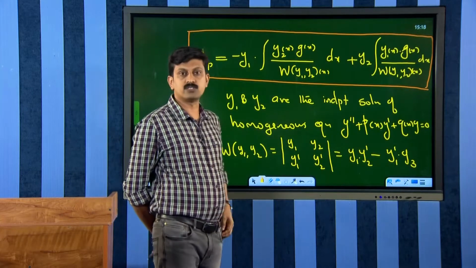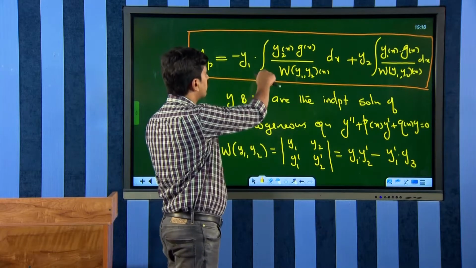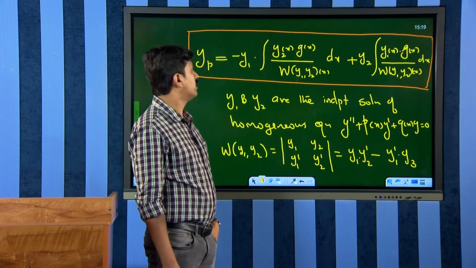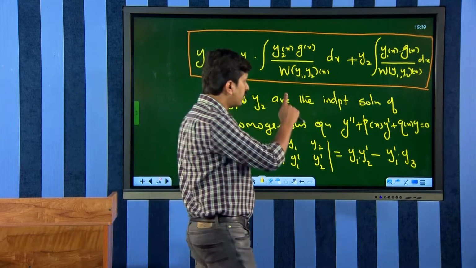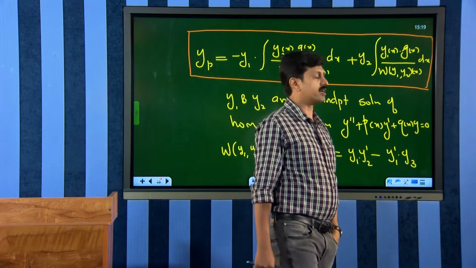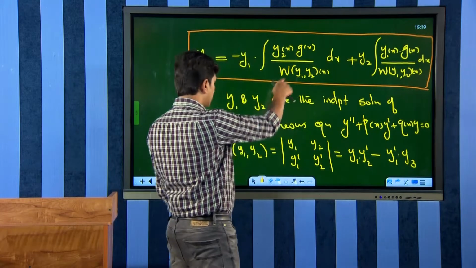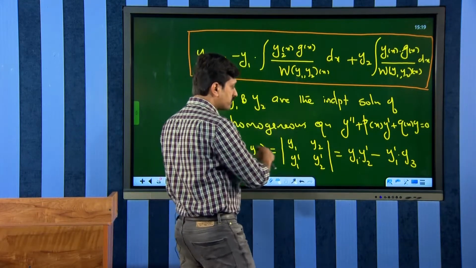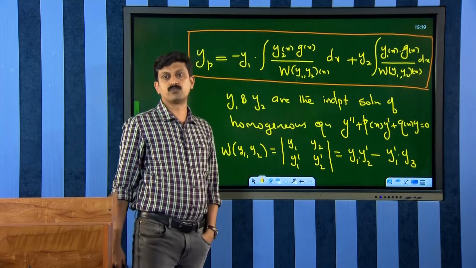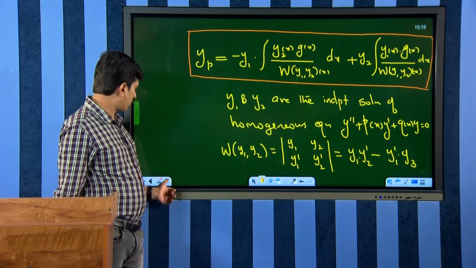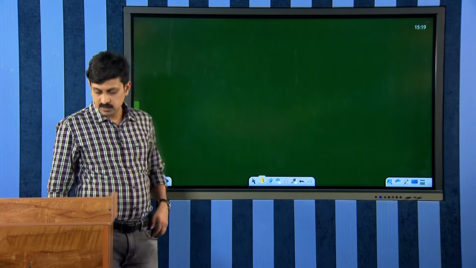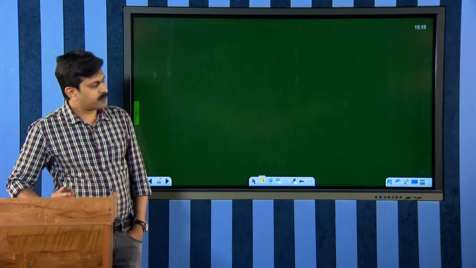So, for that we use this formula: yp equals minus y1 into the integral of y2 times g of x divided by the Wronskian dx, plus y2 into the integral of y1 times g of x divided by the Wronskian dx. Where the Wronskian we can find by using this formula, and y1 and y2 are the independent solutions of the homogeneous part. Based on that we can solve this problem sometimes.